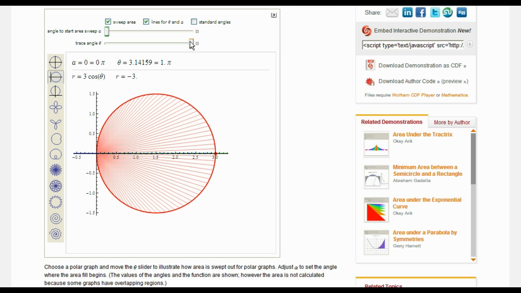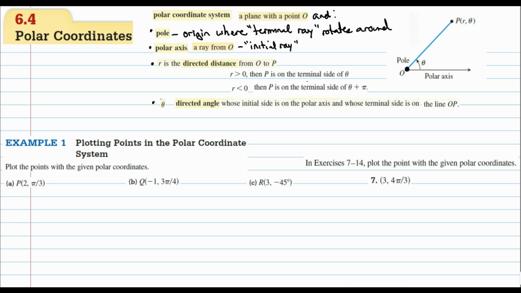Now you'll see more about why r equals 3 cosine theta draws a circle in later examples, but I wanted to give you an idea of what drawing a polar graph looks like. So let's start with the basics. Example 1, plotting points on the polar coordinate system. Plot the points with the given polar coordinates.